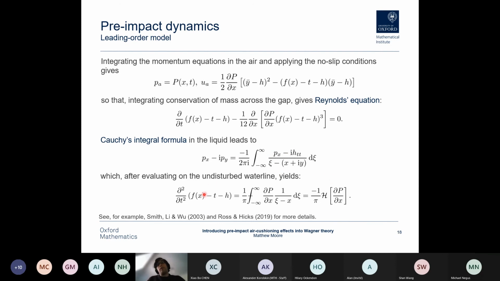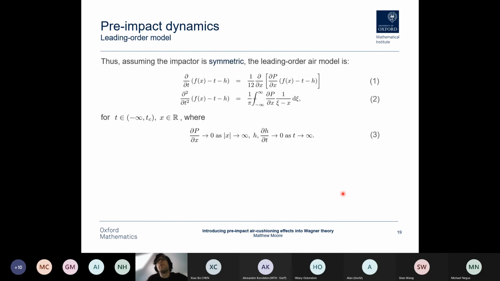So these two equations, the Reynolds equation here and this interaction equation, are derived in lots of detail in papers that I've mentioned before, so Smith and his co-workers and Ross and Hicks. So if you want to see where this comes from in a little bit more detail, I recommend going and having a look there. But these are the two equations we want to be thinking about, this Reynolds equation and this interaction equation. So just to summarize that, here are the two equations.